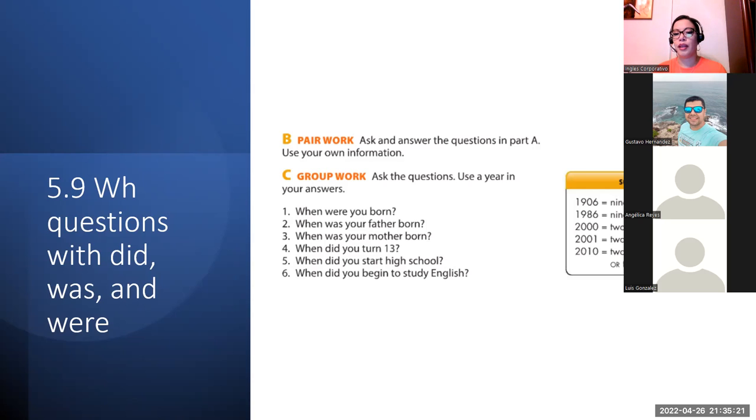Same here with 1986. Igual podríamos decirlo completo, pero es más fácil dividirlo en dos, 19-86. Ahora, con 2000, solamente lo podemos decir así, juntos, porque pues no podemos decir veinte-cero-cero. That's weird. So, in this case, it's two thousand.